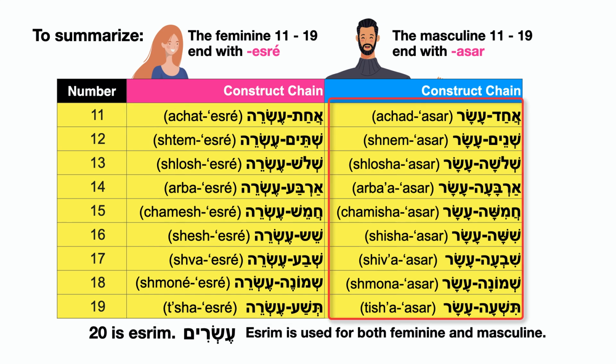On the masculine side, 11, Achad Asar, 12 is Shnem Asar, 13 is Shlosha Asar, 14 is Arba'a Asar, 15 is Chamisha Asar, 16 is Shisha Asar, 17 is Shiv'a Asar, 18 is Shmona Asar, 19 is Tish'a Asar. And the number 20 is Esrim. Now, Esrim is used for both feminine and masculine.